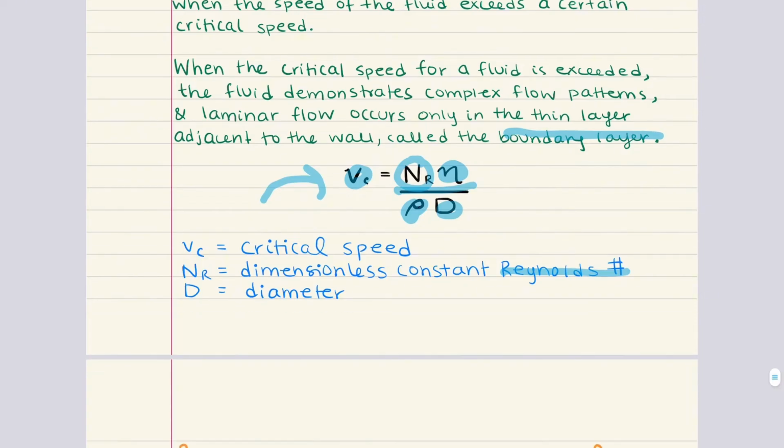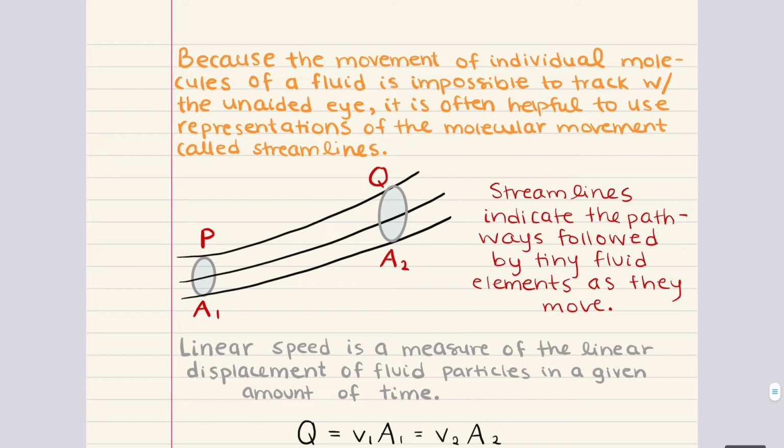Now that we've explored flow, it's natural to wonder how we can make sense of fluid movement when individual molecules move in such complex patterns. Tracking each molecule is impossible, so to simplify the analysis, we use visual tools like streamlines. Streamlines are a way to represent the paths followed by tiny fluid elements as they move, and they help provide a clearer picture of the overall flow of the fluid.